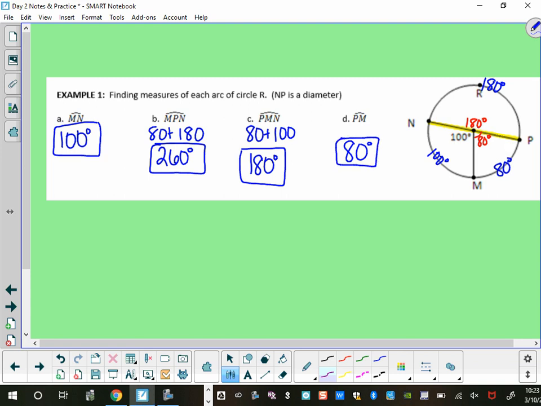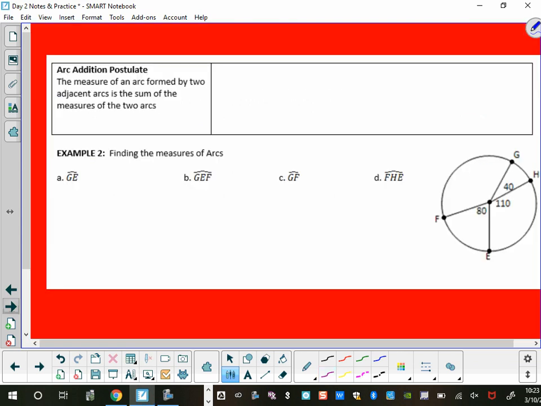Do we understand the arcs? The measure of the arcs? Yes, no? Head nod? All right. Okay, so then we have the arc addition postulate. This says the measure of an arc formed by 2 adjacent arcs is the sum of the measures of the 2 arcs. Alright, so that's pretty long.